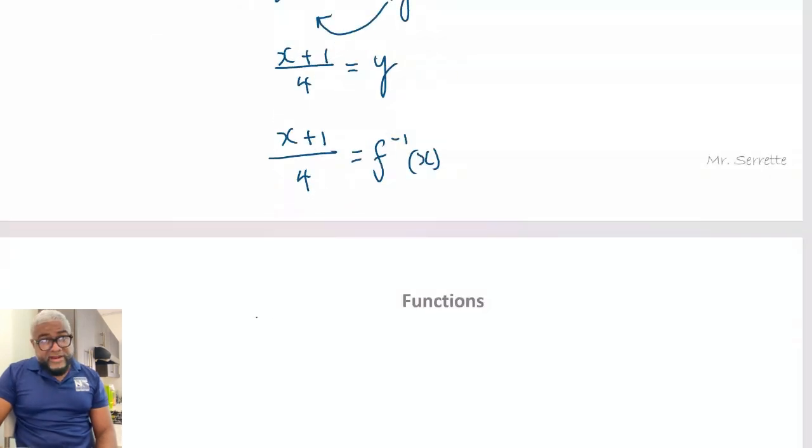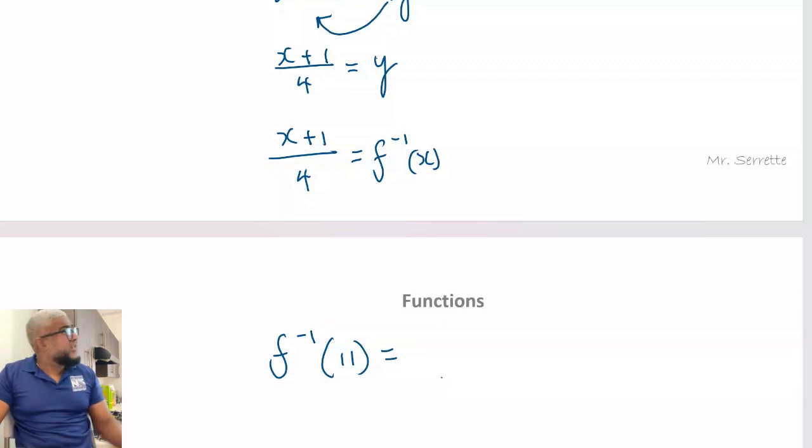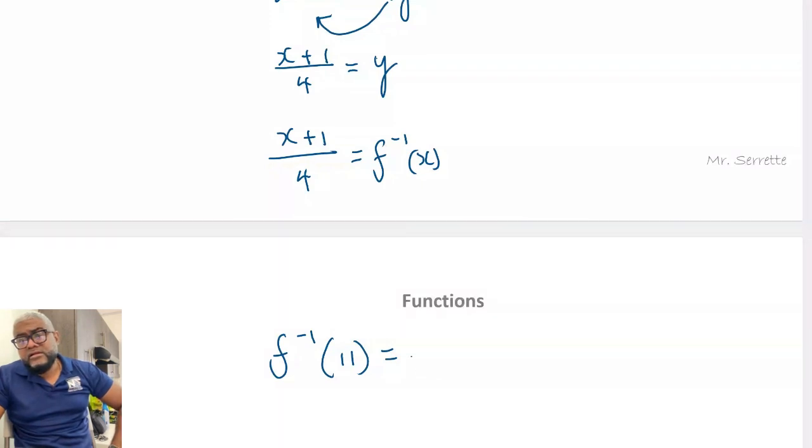This is what I want to find, right? I want to find f negative 1 of 11. So what are we doing here? Finding for x. But look, they give us x. X is always in the bracket. So basically just replace the x with 11. So instead of putting x plus 1 divided by 4, you put 11 plus 1 divided by 4.